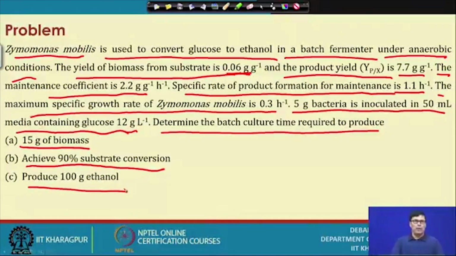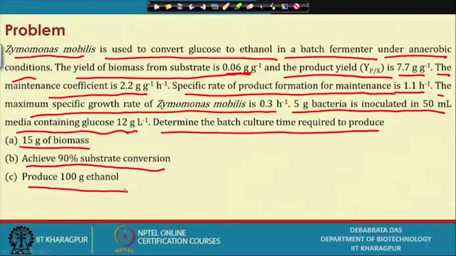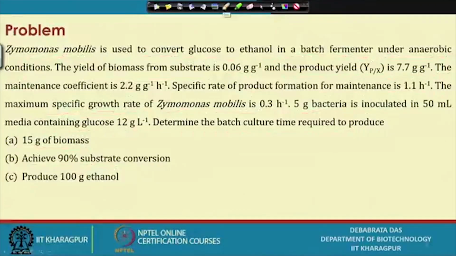One is you have to find out how much time is required in a batch process to get 15 grams per liter of biomass. Then you have to find out how much time is required to achieve 90% substrate conversion. Then how much time is required to produce 100 gram of ethanol. I consider this a very interesting problem. Let us see how we can solve it.